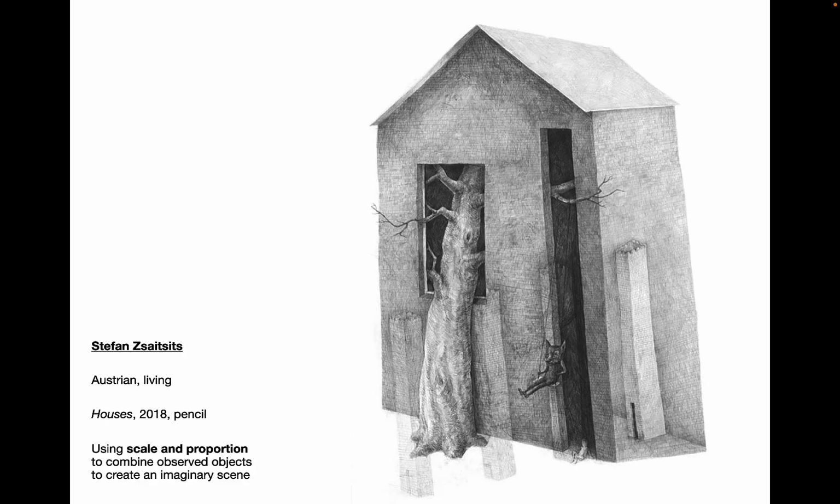And he's using scale and proportion and then combining these things from observable reality, a house and a tree, right? And maybe sometimes trees grow into abandoned houses like this, but I don't think the house would still have a roof and all this stuff. And the house is a little off, right? The doorway is really tall and narrow.